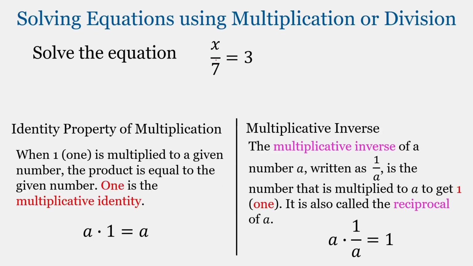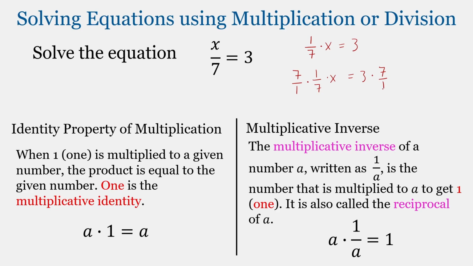So now let's look at the case where we have x divided by 7 equal to 3. We can rewrite this as 1/7 times x equal to 3. So we're still looking at multiplication. So we'll multiply by the reciprocal. The reciprocal of 1 over 7 is 7 over 1. So we have 7 over 1 times 1 over 7 times x equal to 3 times 7 over 1.